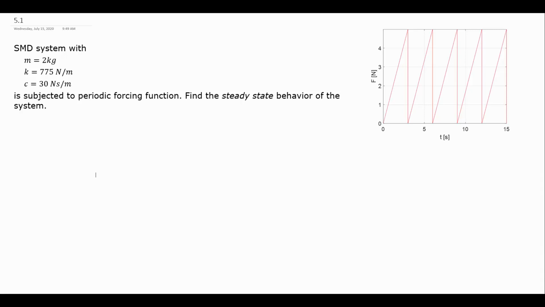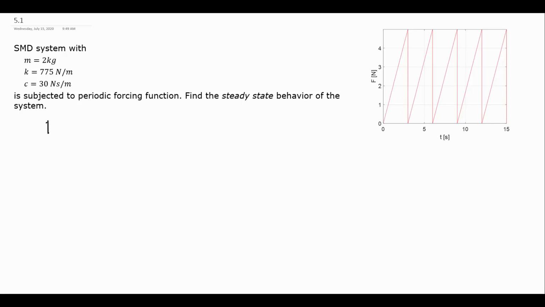Let's start with a simple example of applying this general forcing solution. In this case, we are given all of the modeling parameters, the equivalent mass, spring constant, and damping coefficient right away. So that's going to make the modeling part much easier. And we are given this force profile that is acting on this spring mass damper system.